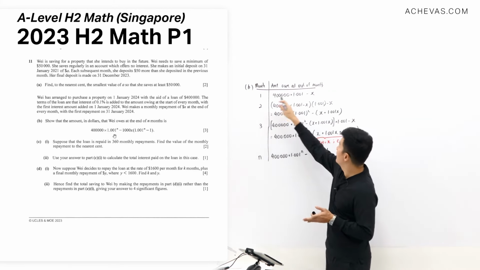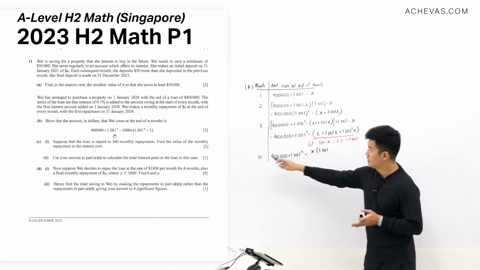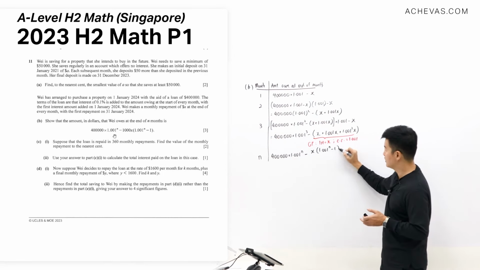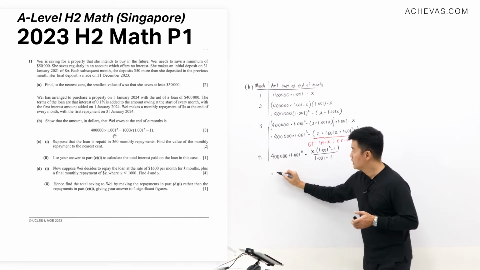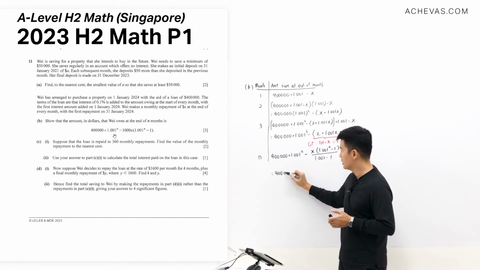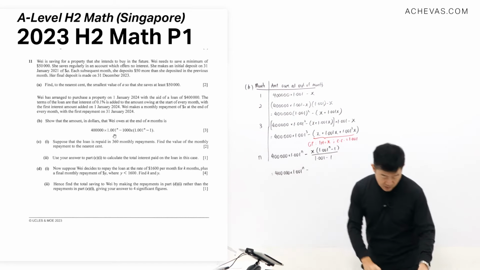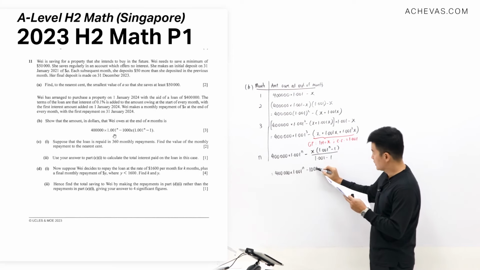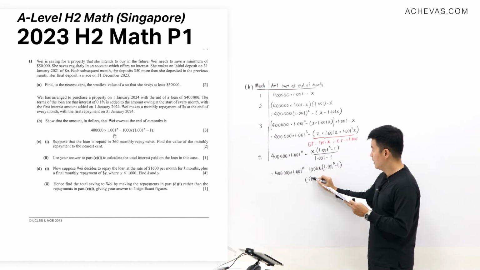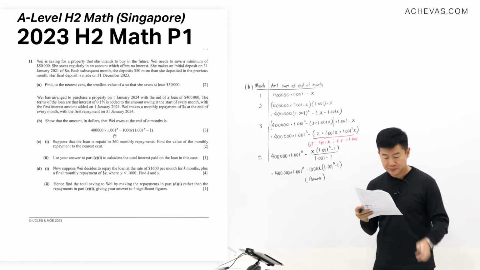Let's count. For the first month, 1 term. Second, 2 terms. Third, 3 terms. So for the nth, there should be n number of terms, minus 1 over 1.001 minus 1. So this will be equal to 400,000 times 1.001 to the power n, minus... if I can just re-express, it will be 1000x, then 1.001 to the power n minus 1. And this is exactly what the question requires us to show.